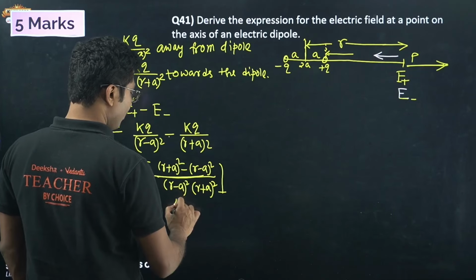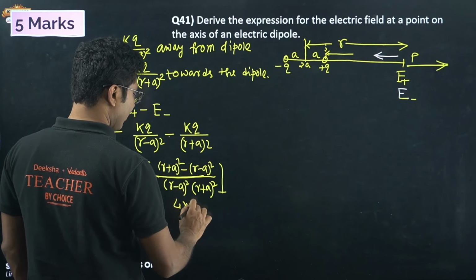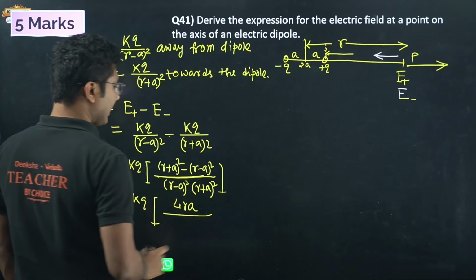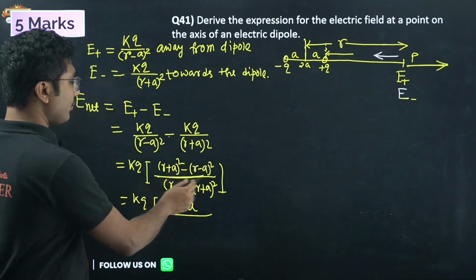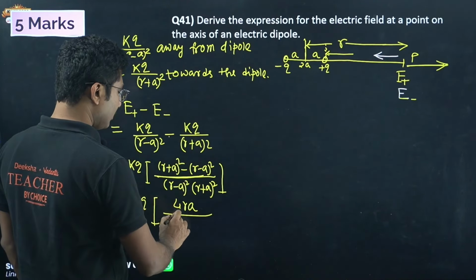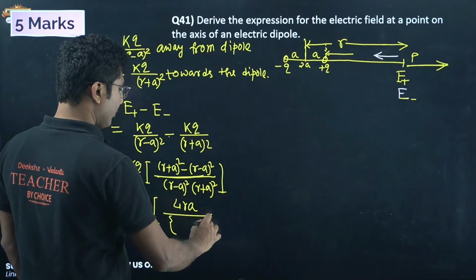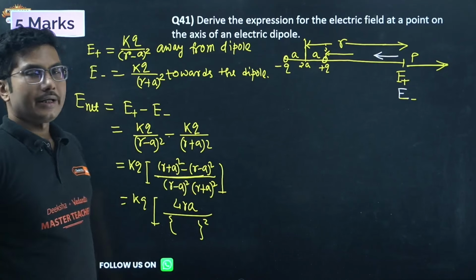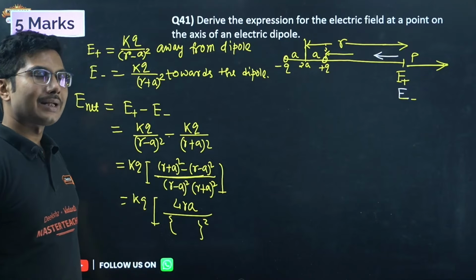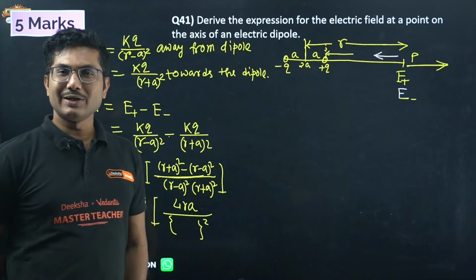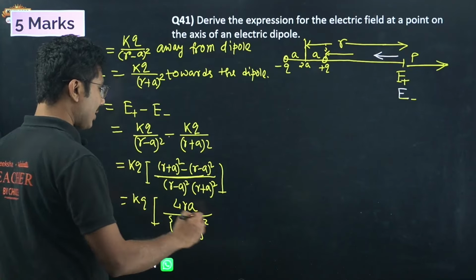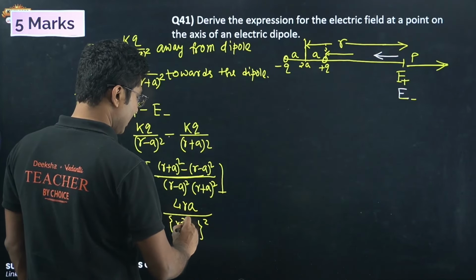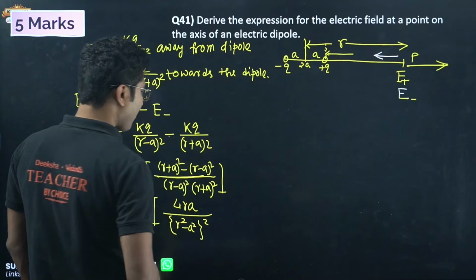So (a plus b) whole squared minus (a minus b) whole squared is equal to 4ab, so 4r into a, divided by, and here if you take the whole square common, what will you get? You will get (r minus a) into (r plus a). What is (r minus a) into (r plus a)? (a plus b) into (a minus b) is a squared minus b squared. So it will be r squared minus a squared. Clear?